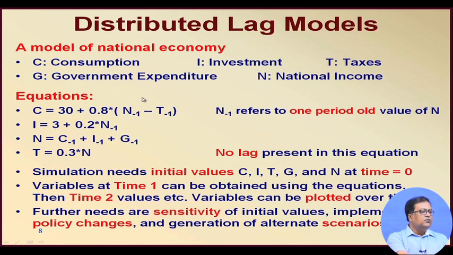Obviously, these are all econometric equations, but we can understand them easily because tax is assumed to be around 30% of national income, right. National income is the last period's consumption, investment and government expenditure. Investment is 20% of the national income plus a constant value of 3. And consumption is national income minus taxes, that is the money that is available, and 80% of that, let us say, is consumption plus a constant value 30. So, these are some equations.